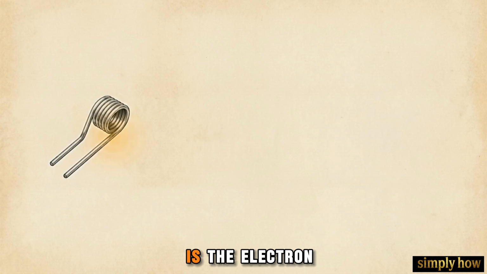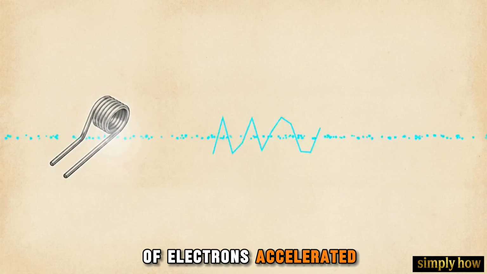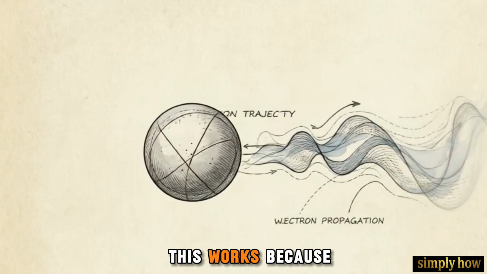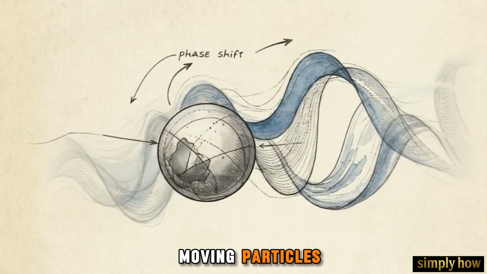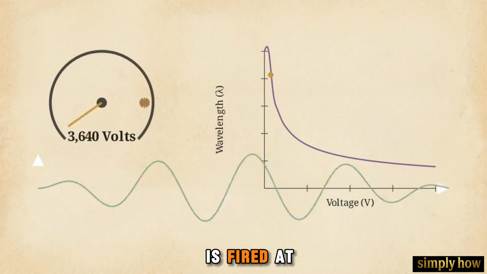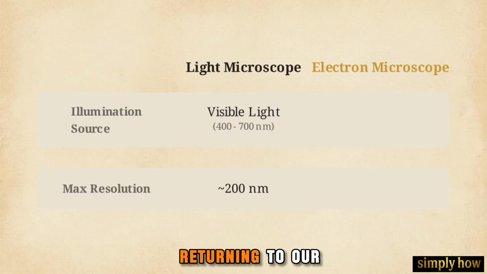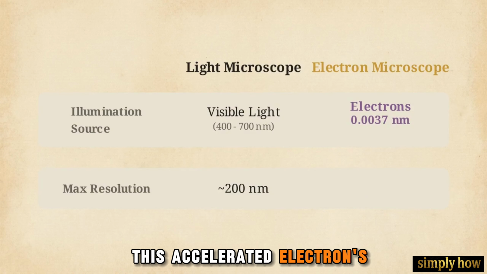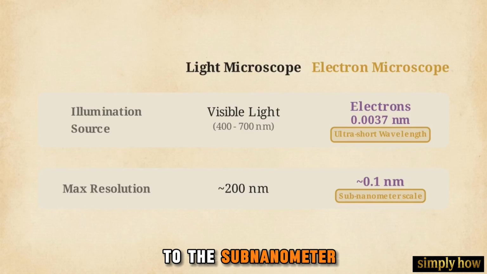That replacement source is the electron. Specifically, a steady stream of electrons accelerated under high voltage. This works because of the de Broglie hypothesis in quantum mechanics, which proves that moving particles actually exhibit their own wave-like properties. When an electron is fired at 100,000 volts, its wavelength compresses violently. Returning to our table, this accelerated electron's wavelength drops to 0.0037 nanometers. That is 100,000 times shorter than visible light, pushing maximum resolution to the sub-nanometer scale.